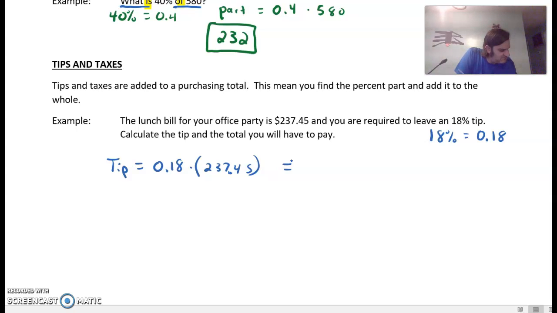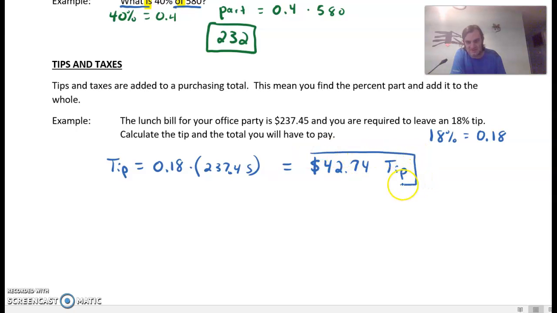So $42.74. So that's the tip. Okay, it was a pretty large bill. 18% is a good amount. So leaving about $43 tip.